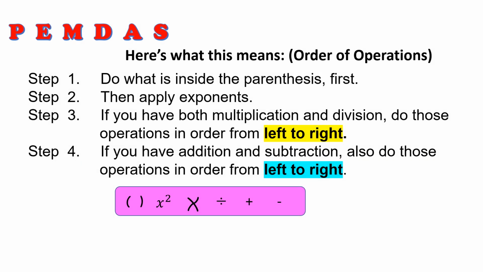So what does all this mean? As you begin to solve your math problems, step 1, check to see if the problem has any parentheses first. Then, step 2, look to find exponents. Step 3, if you have both multiplication and division, do those operations in order, starting from the left, then moving to the right. In step 4, if you have addition and subtraction, also do those operations in order, starting from the left, then moving to the right.